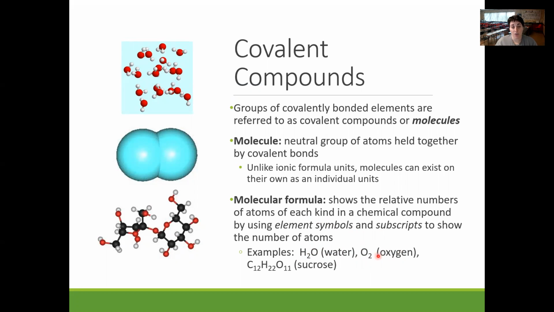Oxygen gas is 2 oxygens covalently bonded. That's this picture right here. And that's O2. Sucrose is made up of 12 carbons, 22 hydrogens, and 11 oxygens. That's this guy. So the molecular formula for sucrose is C12H22O11.